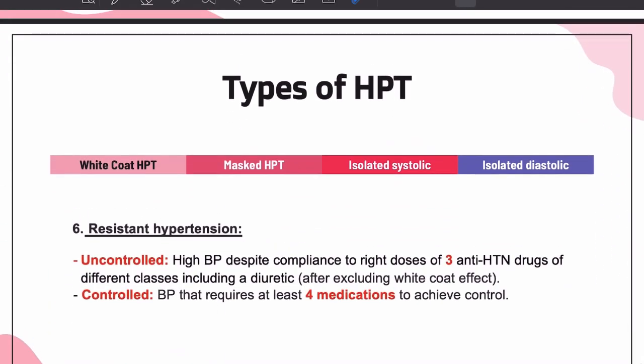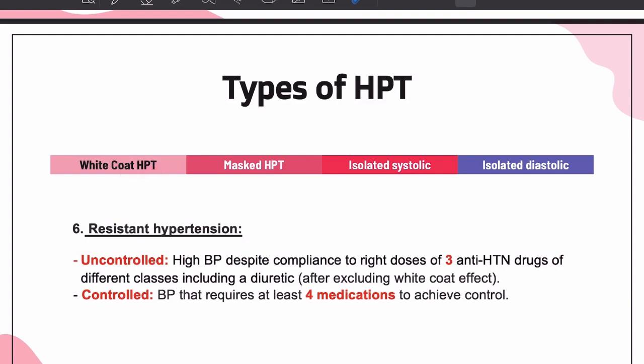Now, other than the cause of hypertension, we can classify hypertension as white coat, masked hypertension, isolated systolic, and isolated diastolic. Isolated systolic is more associated with the elderly, whereas diastolic is usually associated with alcoholics, obese people, or people that smoke.